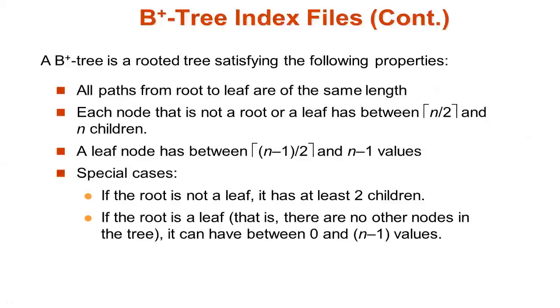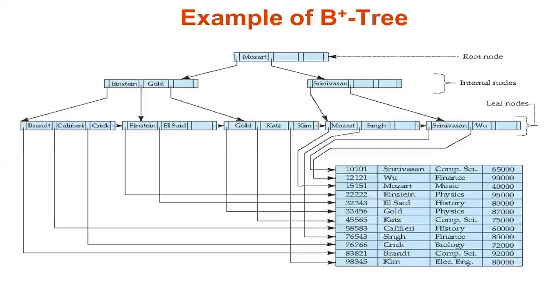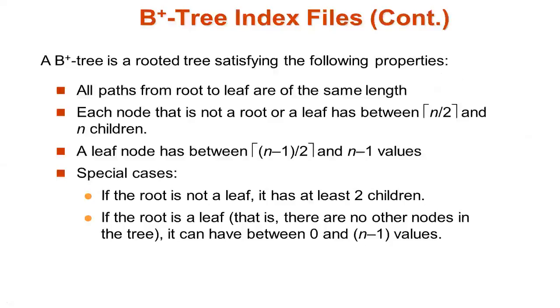So what are the main properties of the B plus tree? All paths from the root to a leaf are of the same length. You can see here that from the root node to the leaf node, you have the same length. That is one of the important properties of the B plus tree. And then each node that is not a root or a leaf has between n/2 and n children, right? So the number of children is at most n. That is, each node that is not a root or leaf has between n/2 and n children.